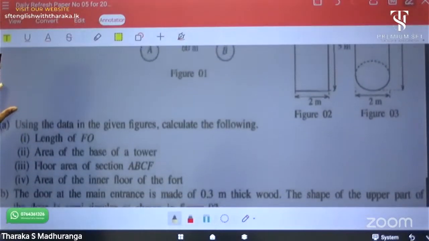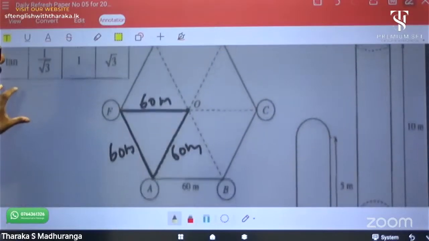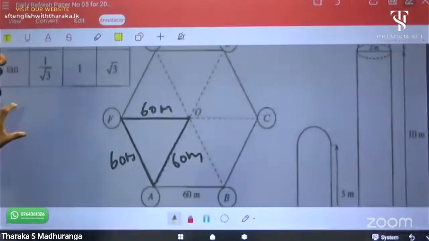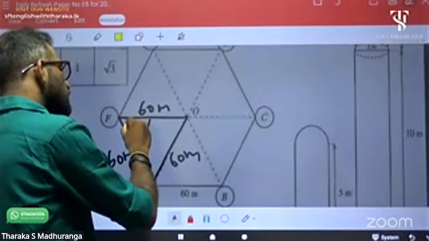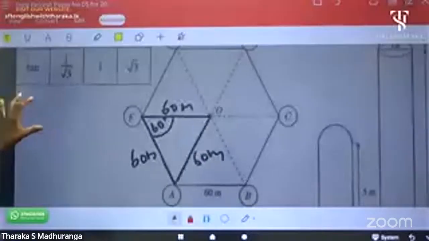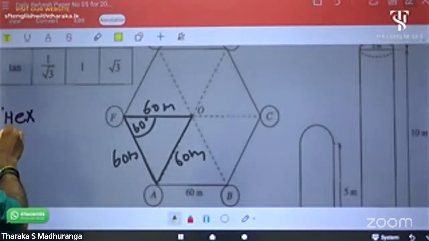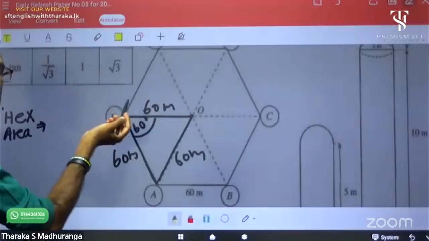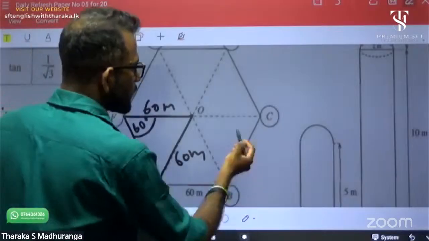Area of the base of the tower. The area of the base of the tower means this hexagon area, right? Hexagon area. Now, you know, if it is an equilateral triangle, this angle is 60, this angle is 60. Now we can get the hexagon area equal to triangle area multiplied by 6. Triangle area is half AB sine C.